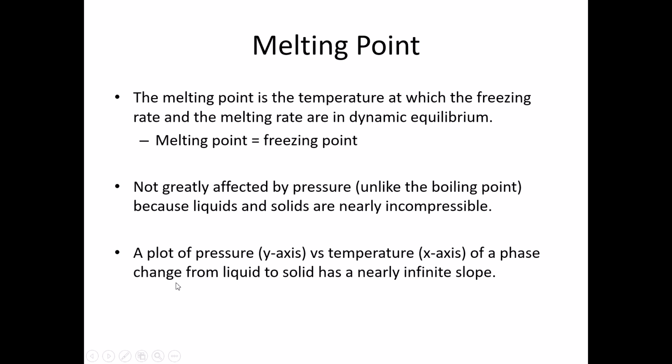And when we plot this as a graph, like we had our vapor pressure versus temperature graph, if we plot pressure versus temperature for melting point, we see a line that has a nearly infinite slope. And what that means is the graph looks like a vertical line straight up and down, where pressure does not play a role.